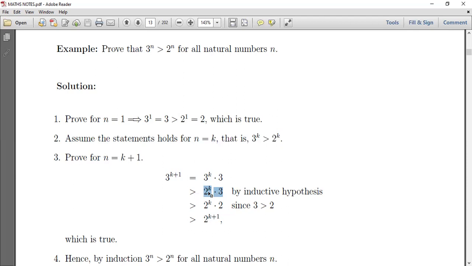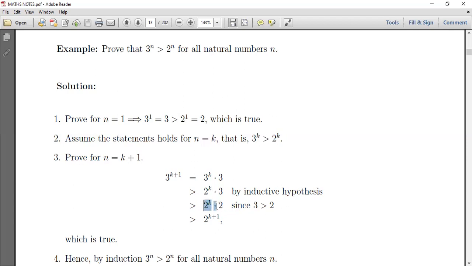Then by applying our inequalities, the laws of real numbers that we discussed previously, we know that this thing should be greater than 2 to the power k times 1. Because this one I'm multiplying by 3, this one I'm multiplying by 2, and 3 is bigger than 2. Therefore, this should be bigger than this, because 2 to the power k is the same as 2 to the power k. The difference is here I'm multiplying by 3, here I'm multiplying by 2. So this one, which is being multiplied by 3, should be bigger than this one, which is multiplied by 2.